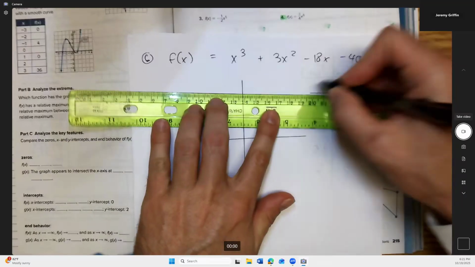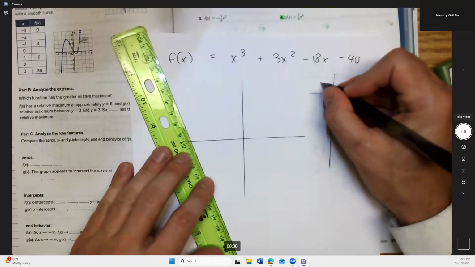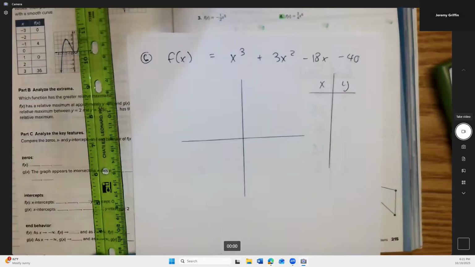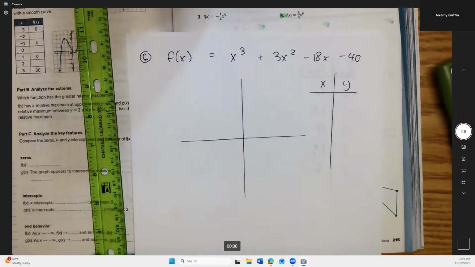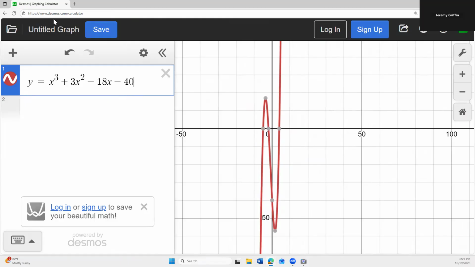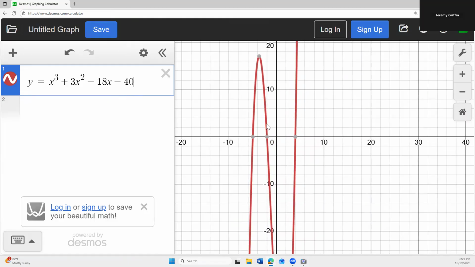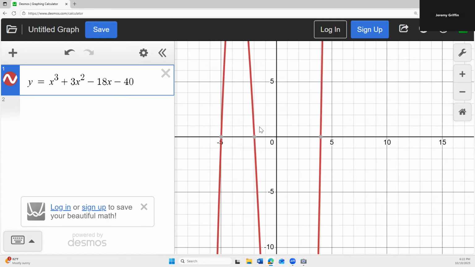Let's make an XY table. So different values of x, different values of y. Let me pull up that Desmos again real fast and zoom way in. Let's get some reasonable values. How about -5, -3, 0, 3, 5, something like that.